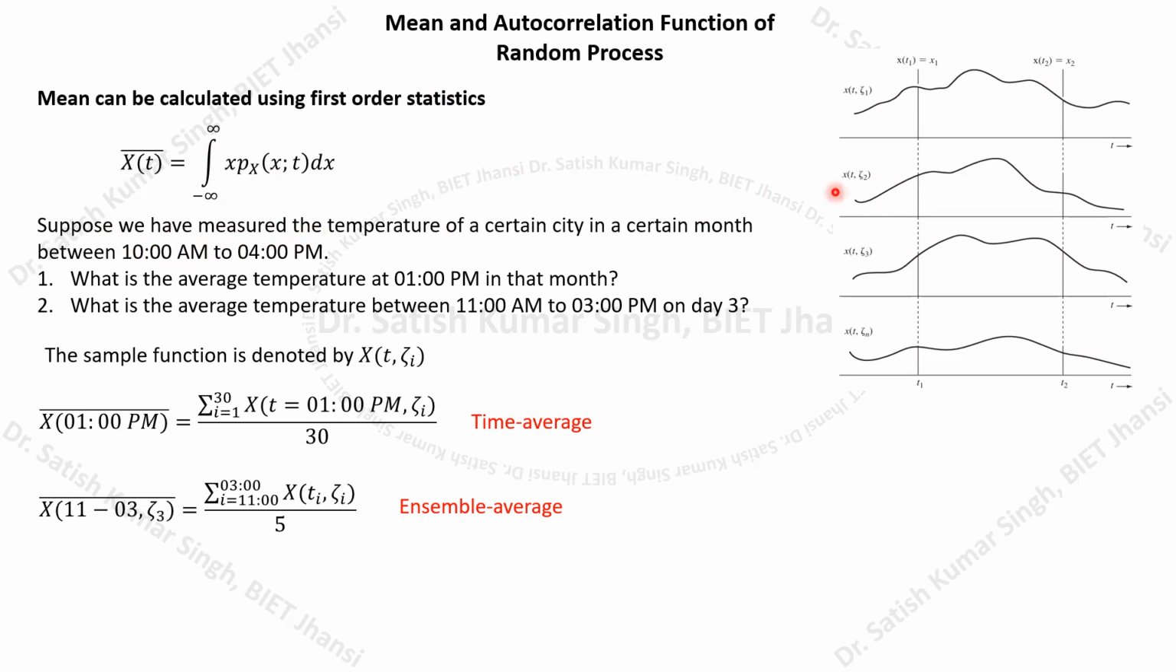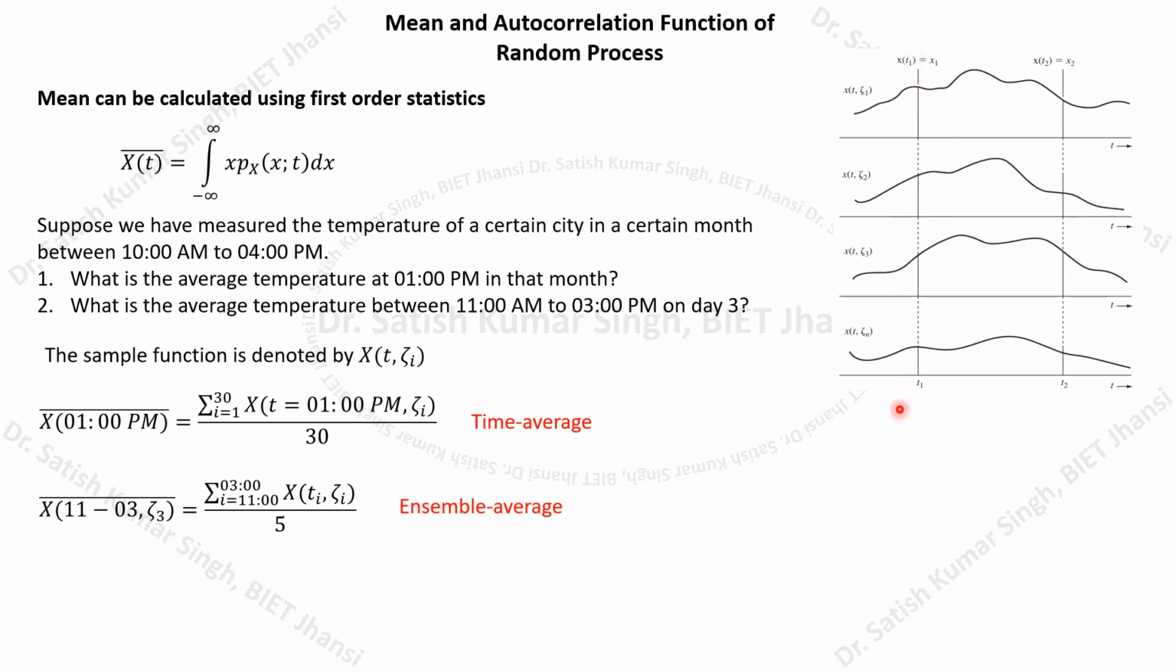Okay, so here this data, let us suppose it is representing the temperature of a certain city in a certain month, and it is between 10 a.m. to 4 p.m. So let us suppose this data is actually being recorded between 10 a.m. to 4 p.m., right? And then we are interested in what is the average temperature at 1 p.m. in that particular month.